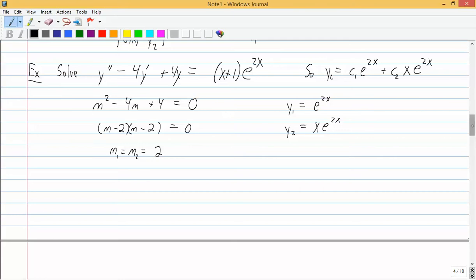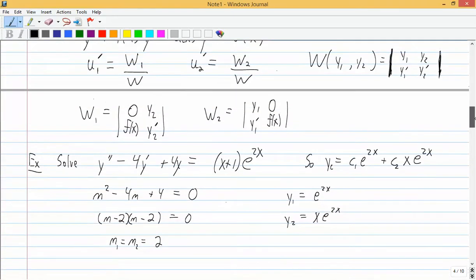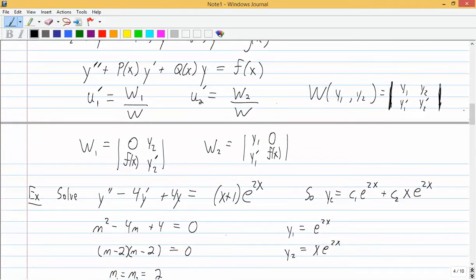So now, we want to figure out u sub 1 prime and u sub 2 prime, because if we can figure these two out, and remember, u prime is the same thing as du, so really I'm figuring out the derivative of a u and the derivative of another u. That's all I'm figuring out. Okay, but we label it u sub 1 prime, u sub 2 prime.